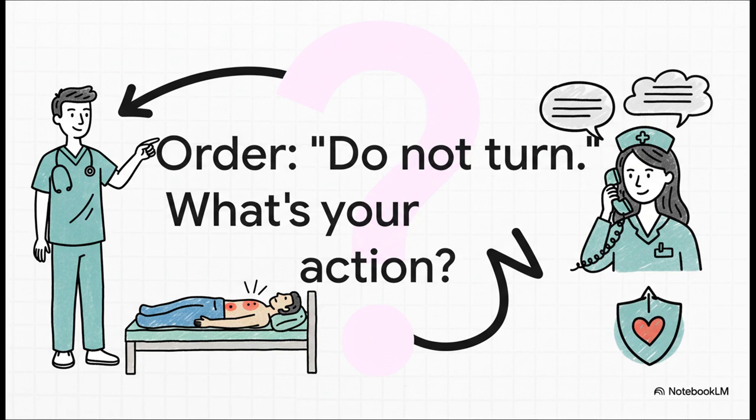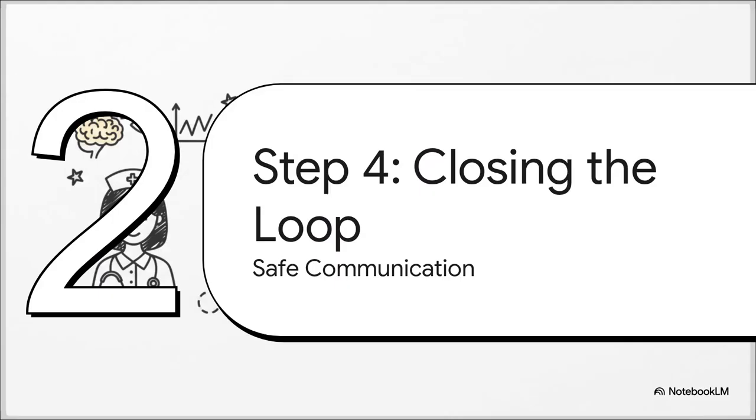The only safe, legal, and professional action is D. You can't just follow an order that you know could cause harm, but you also can't just ignore it. There might be a reason for it. You have to clarify. Okay, we've acted, and we've acted safely. Now for the final step in our algorithm, closing the loop. Patient safety is most at risk during handoffs and transitions, so our communication has to be absolutely flawless.